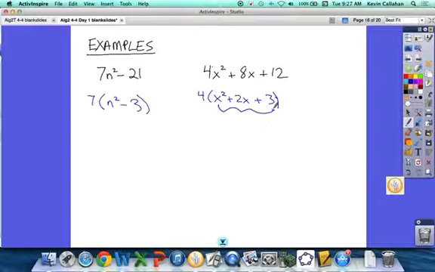I mean, what are the only factors of 3? 1 times 3, and what do they add up to? 4. So it's not factorable, so you're done, right? But you need to check. You know, when you're left with something inside parentheses, you check to see whether it's factorable again. And this one is not, so not factorable.